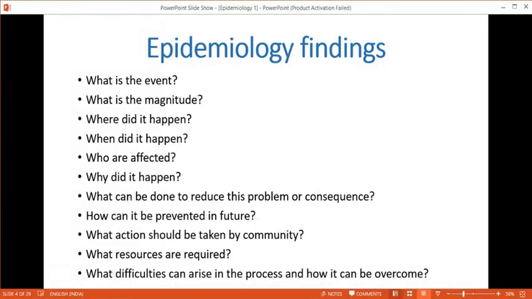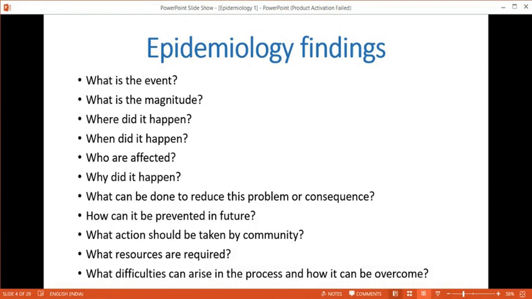What can be done to reduce this problem or consequence? Here, it has to be a change in the water supply. Here come the public health interventions. How can it be prevented in future? Either the water supply has to be changed, or there has to be made sure the water system is better, and the sterilization or filtration has to be done. So all these things will prevent the cholera deaths in the future.